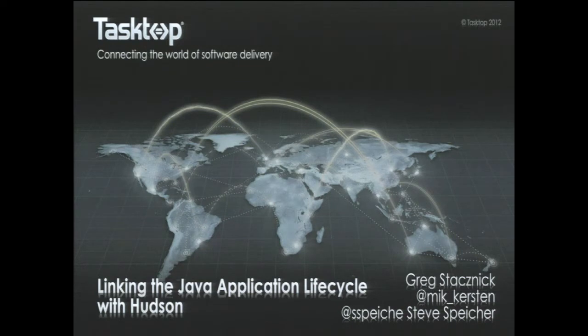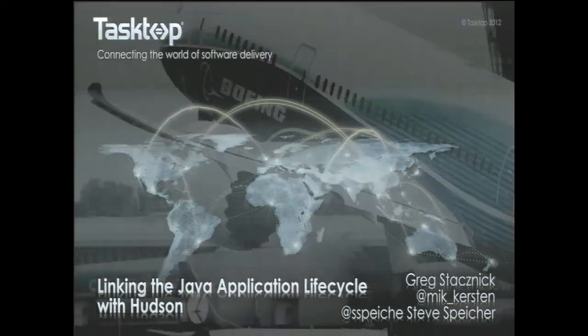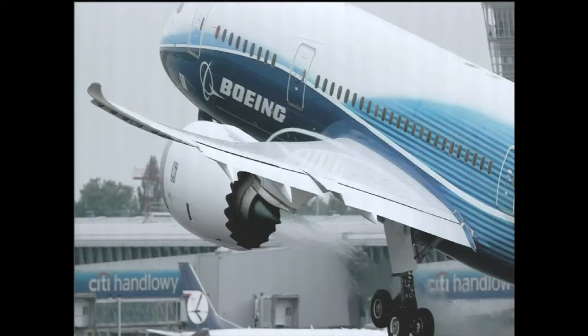So we're going to talk today about how to link your application lifecycle. There's been a lot of change in our lifecycles. Hudson and continuous integration have become a really key part of it. But to really make that work and make it effective, you need to hook it up to the rest of your tool chain, your other developer tools, and other tools involved in your ALM stack, your application lifecycle management stack. I'll just start with a quick story of what happens when companies fail to do that.